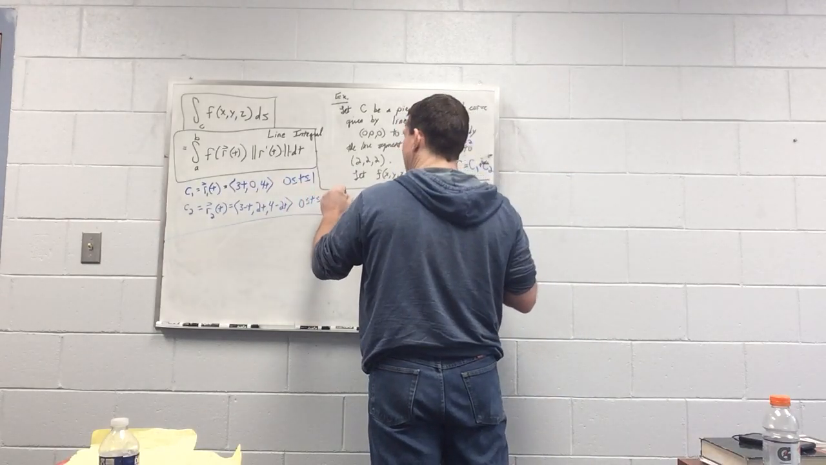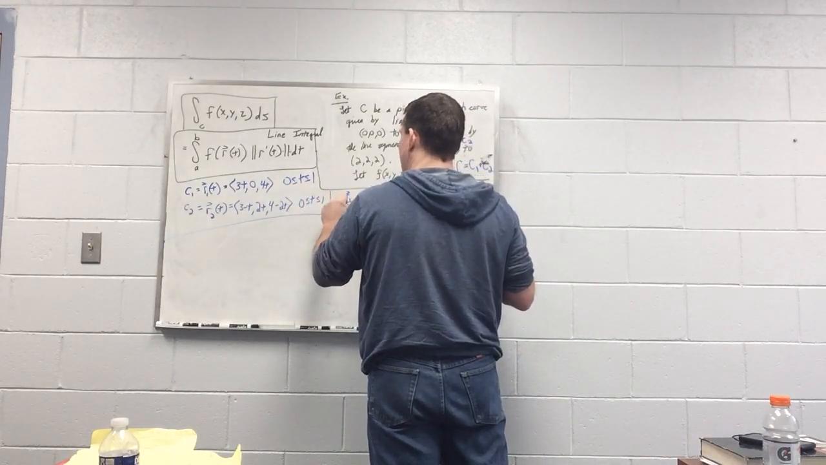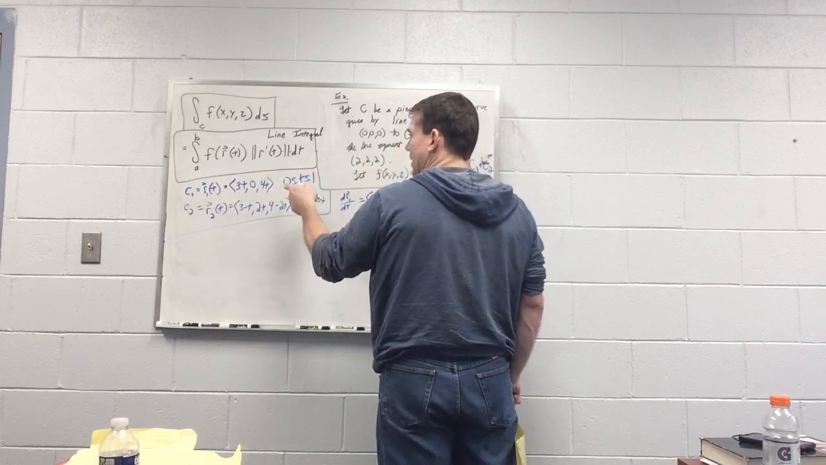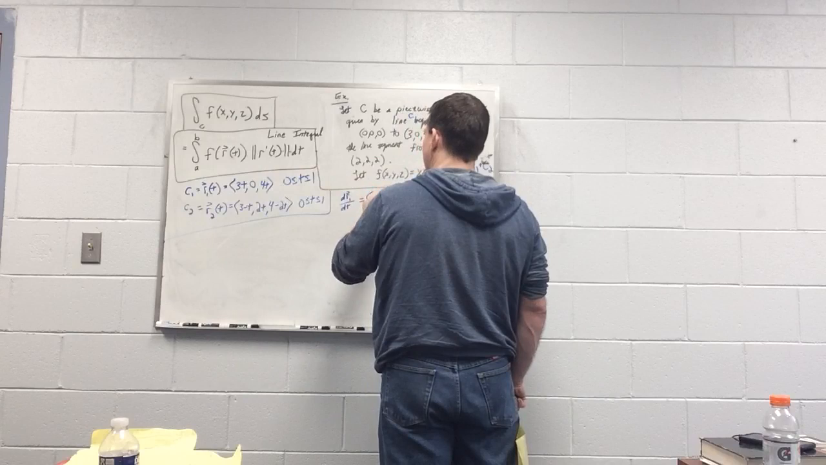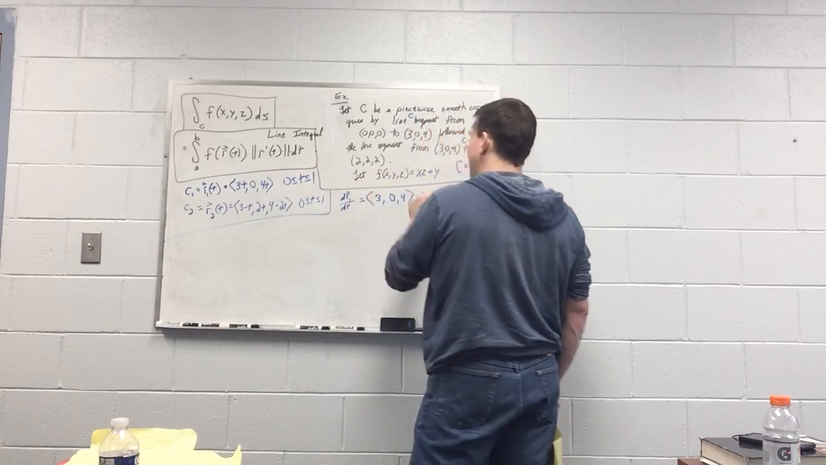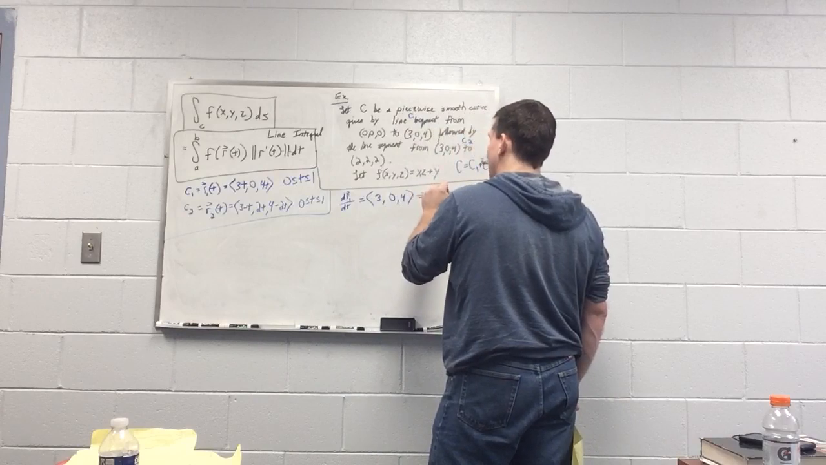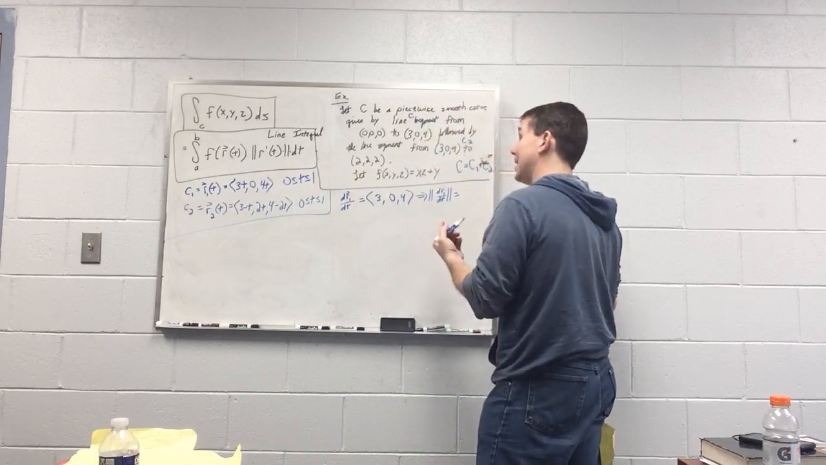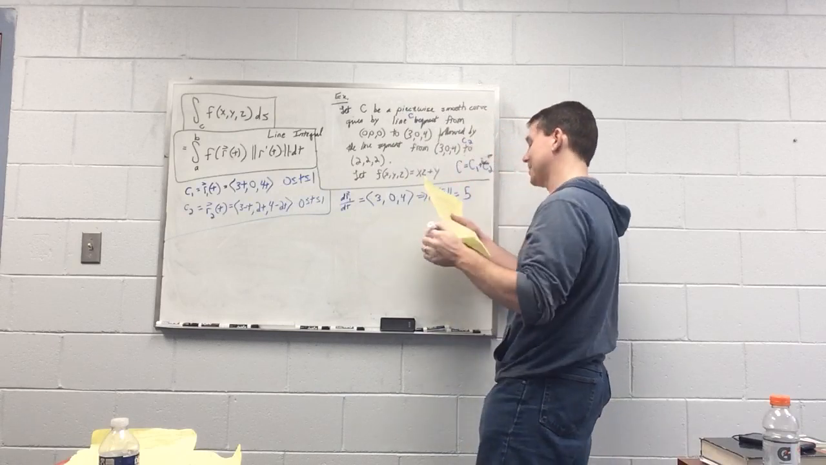First I'll find my derivatives. So dr sub 1 dt, the derivative, is equal to ⟨3, 0, 4⟩, which implies the magnitude of the first one is the square root of 9 + 0 + 16, which is 25. That's 5. I got that one. Good.